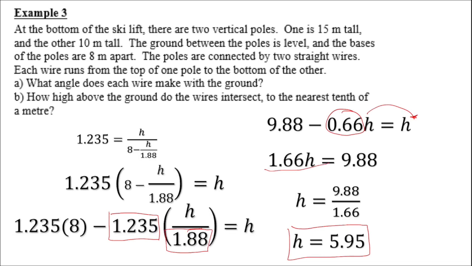And that's basically our answer. Therefore, the wires intersect 5.95 meters above the ground. And that's it.